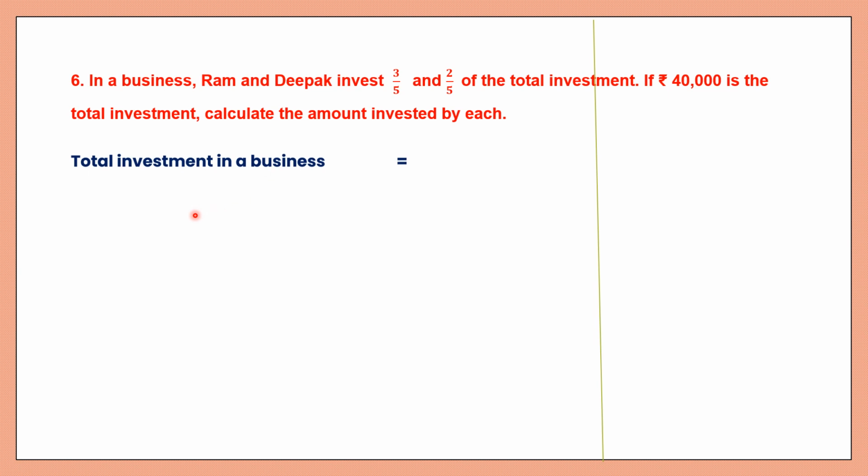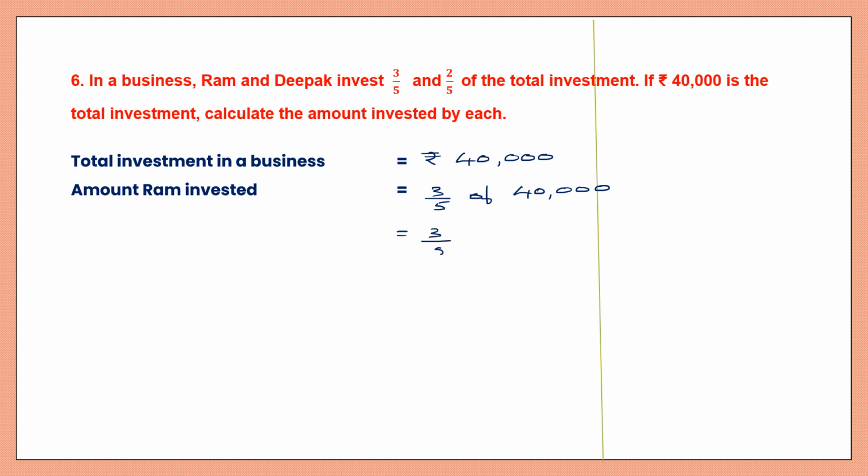Let's begin. Total investment in a business is 40,000 rupees. This is the total investment and each of them contributed towards this. What is their share is what we're going to find out. So amount Ram invested, 3/5 or 3 by 5 of 40,000. That means 3/5 of means into 40,000.